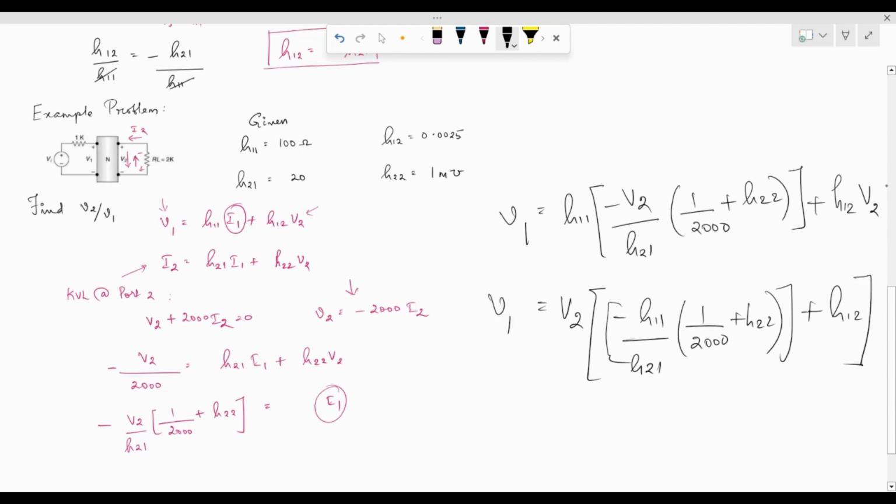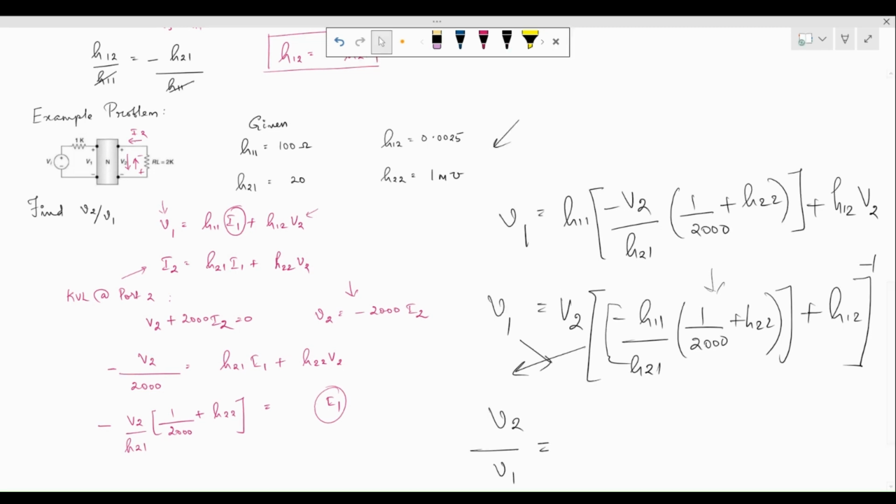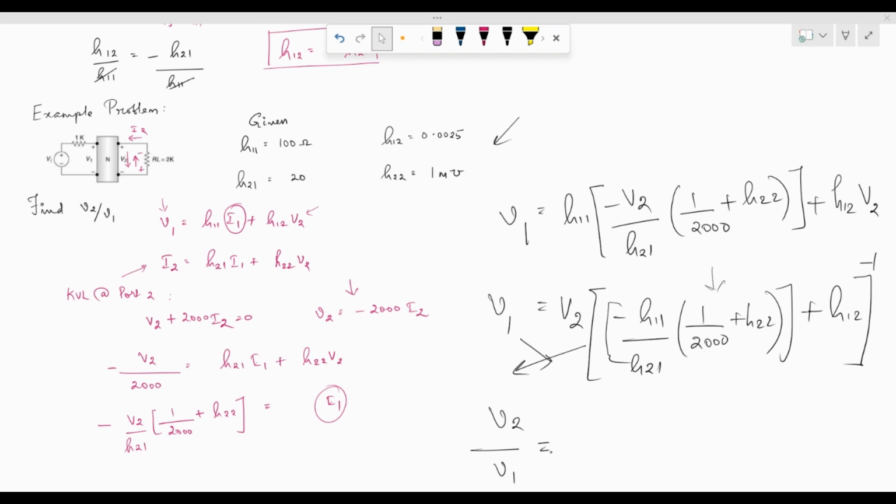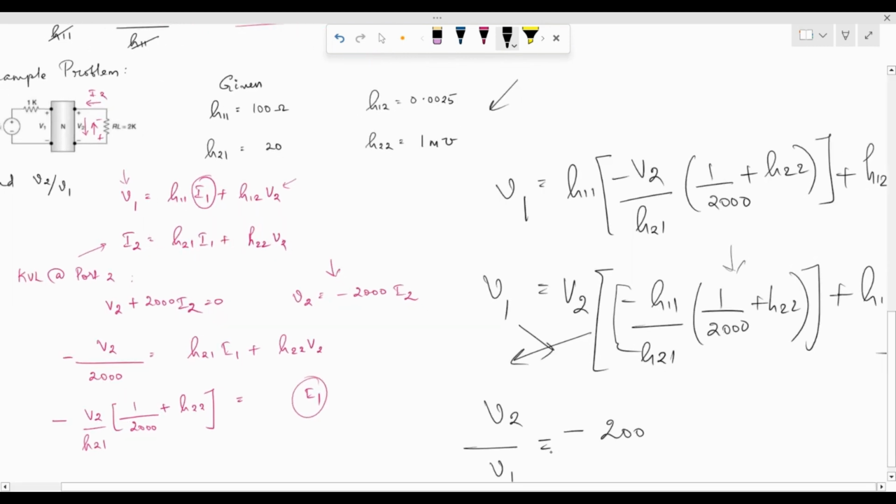Now we can simply take V1 to this side and this entire term to this side. If we are able to compute the reciprocal of this particular expression by replacing the H parameters given in our question, we will be able to compute the ratio of V2 by V1. On replacing these values, the ratio that you should arrive at is minus 200. So that is the answer for this particular problem.